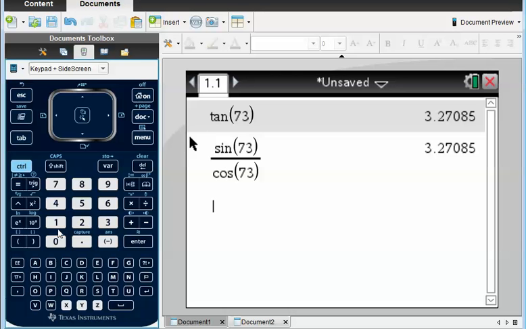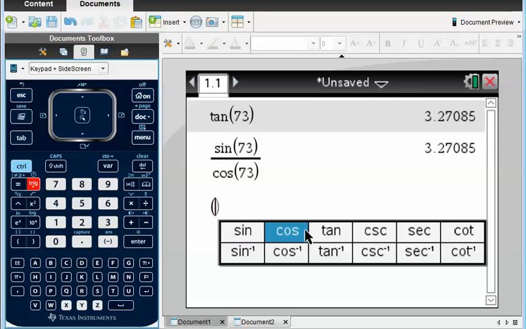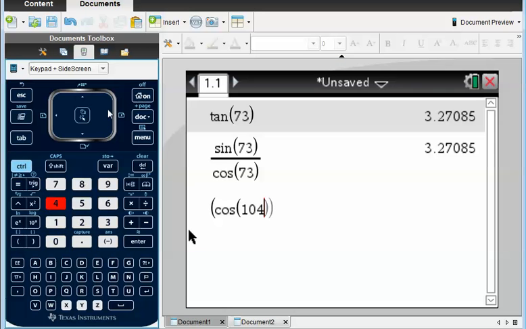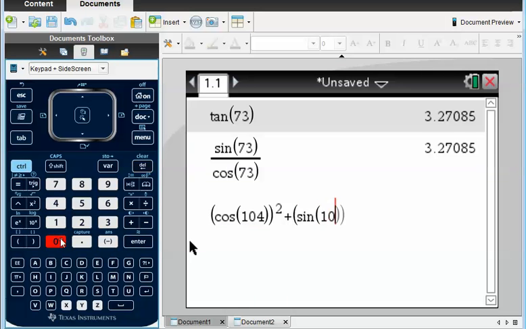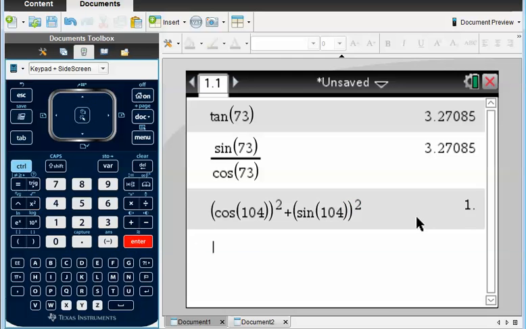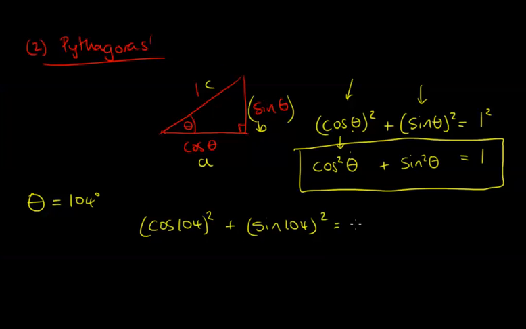Okay, so bracket, I want cos 104, push across, and I want to square that. And I want to add it to bracket, trig, and I want sine 104, oops, not 14, 104, push across, square it, and press enter. What do we get? We get exactly 1, as predicted. So it does work, and you could check it for yourself with any angle you want. Go nuts. You could do maybe 343 degrees, or maybe 1041 degrees, it should work. If it doesn't, the calculator's broke, obviously.